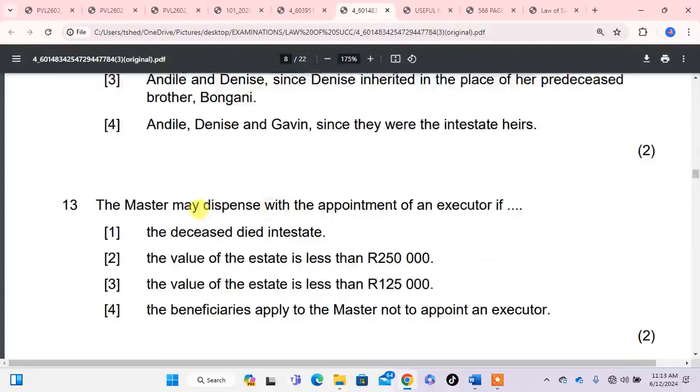The master may dispense with the appointment of an executor if the deceased died intestate, the value of the estate is less than 250,000, the value of the estate is less than 125,000, or the beneficiary applied to the master not to appoint an executor.